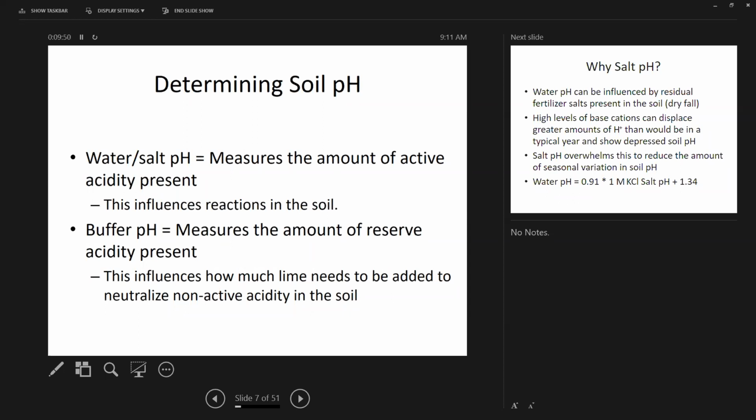But then we have buffer pH. That's measuring the amount of acidity that's in reserve. So water pH is influencing the reaction. This buffer pH influences how long that reaction can maintain itself, or how much lime we need to add to neutralize both the water or salt pH, the active acidity, or the reserve acidity. So two different concepts, both related but pretty different.